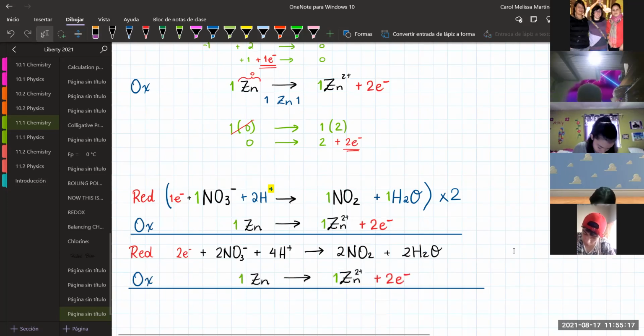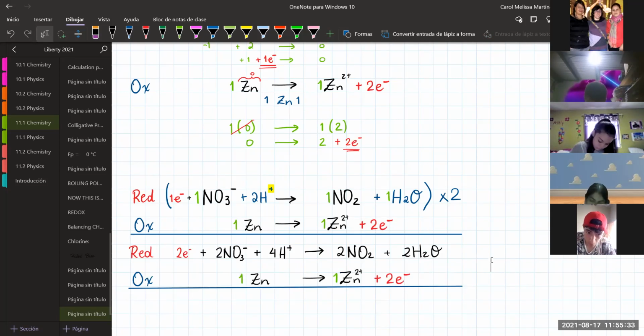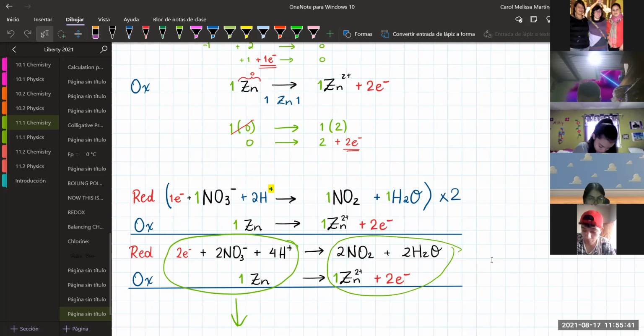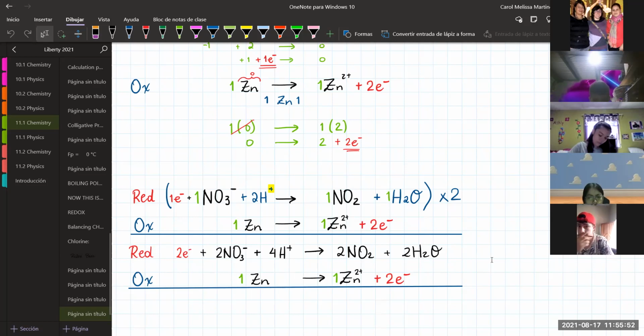Okay? Now, what do I have to do now? Now I have to add the two equations. Okay? I need to add all my reactants. Okay? And then I have to add all my products. Okay? And I will respect the position of each. So, I'm going to write everything in a single equation.